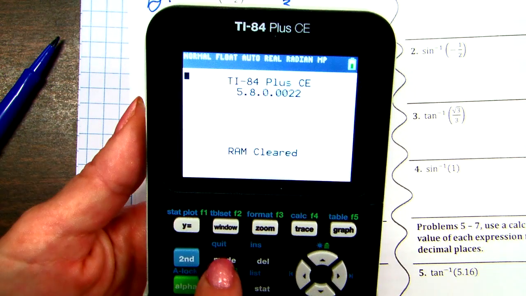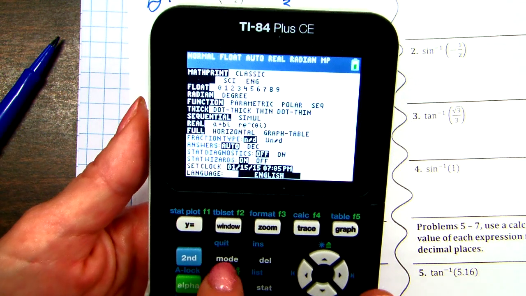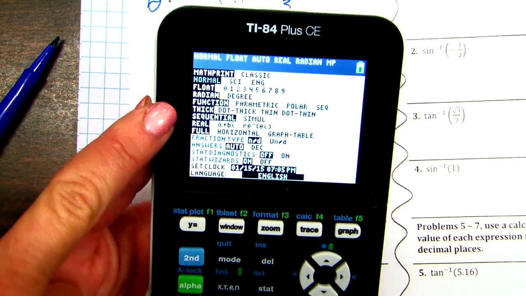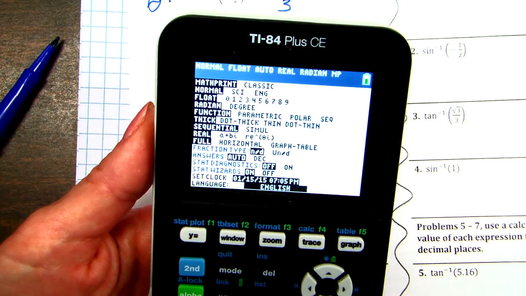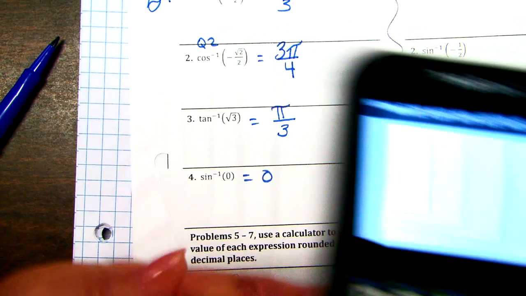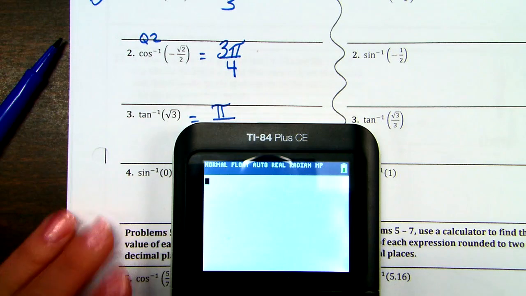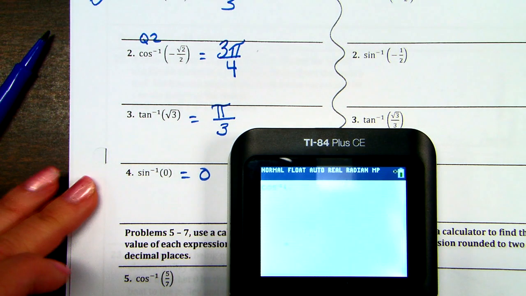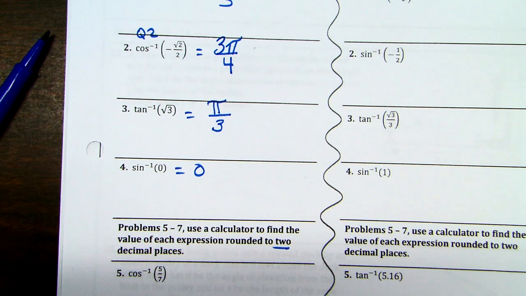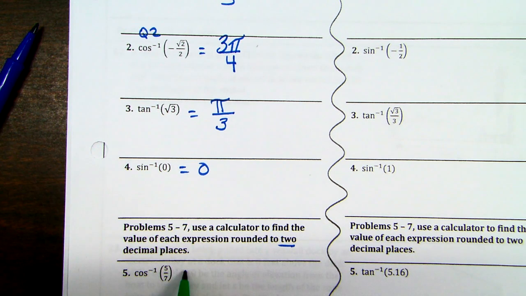But if you were worried about it and you wanted to check, mode is where you would go, and you'll notice radians on my calculator is highlighted. So I'm in radian mode right now, okay? So just putting these in our calculator, the same way we did on Friday. Second cosine, 5 divided by 7. And I'm going to go ahead and put the answers up. You guys put it in your calculator, and I'll reveal the answers in a moment.